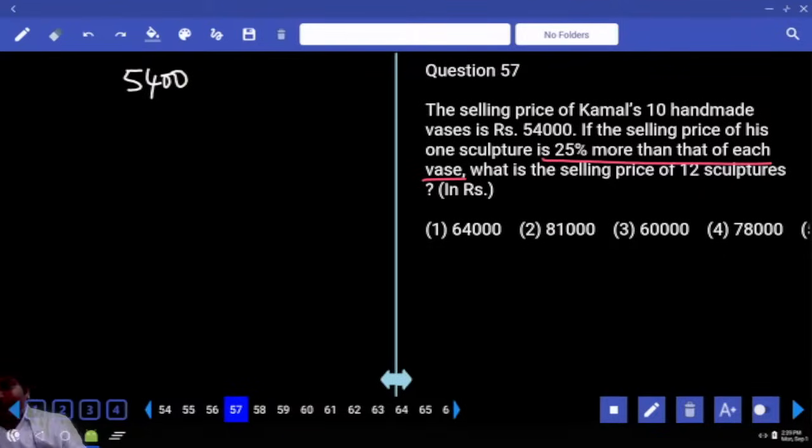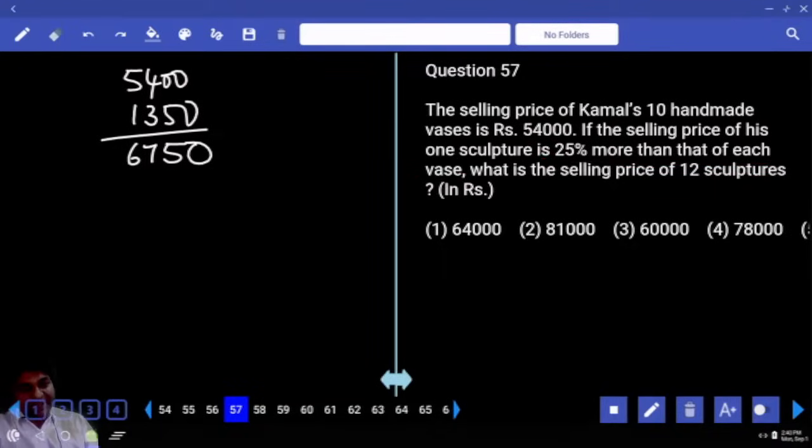Sculpture price is 25% more than the vase. 25% is a quarter, half and half. What is half? 2,700. Again half, 1,350. Both together, 6,750. What is the selling price of 12 sculptures? 6,750 into 12. Consecutive numbers? 567. Come on. Middle number?